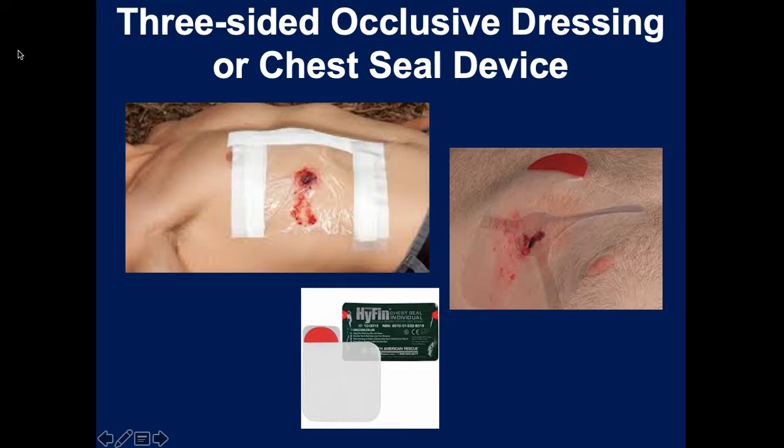And you can only imagine if someone were to be shot in the chest, as you see here, they might have really sweaty skin. And this tape's just not going to stick to this sweaty skin. So if this is all you have, well, that's what you use.